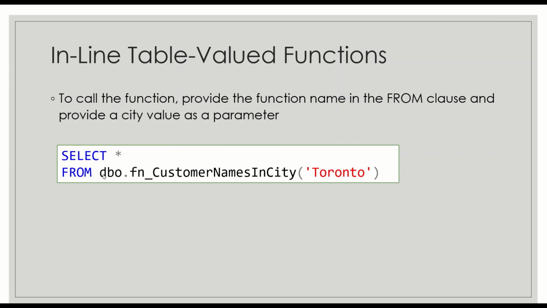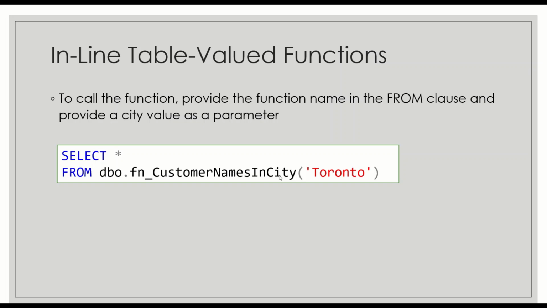So this is different from a scalar function because remember, a scalar function returned one single value. So when we're looking at singular values, we're looking at selecting them in our select line or sometimes in the where line, right? But in this case, we have a whole table being returned. So tables and data sets belong in the from line.